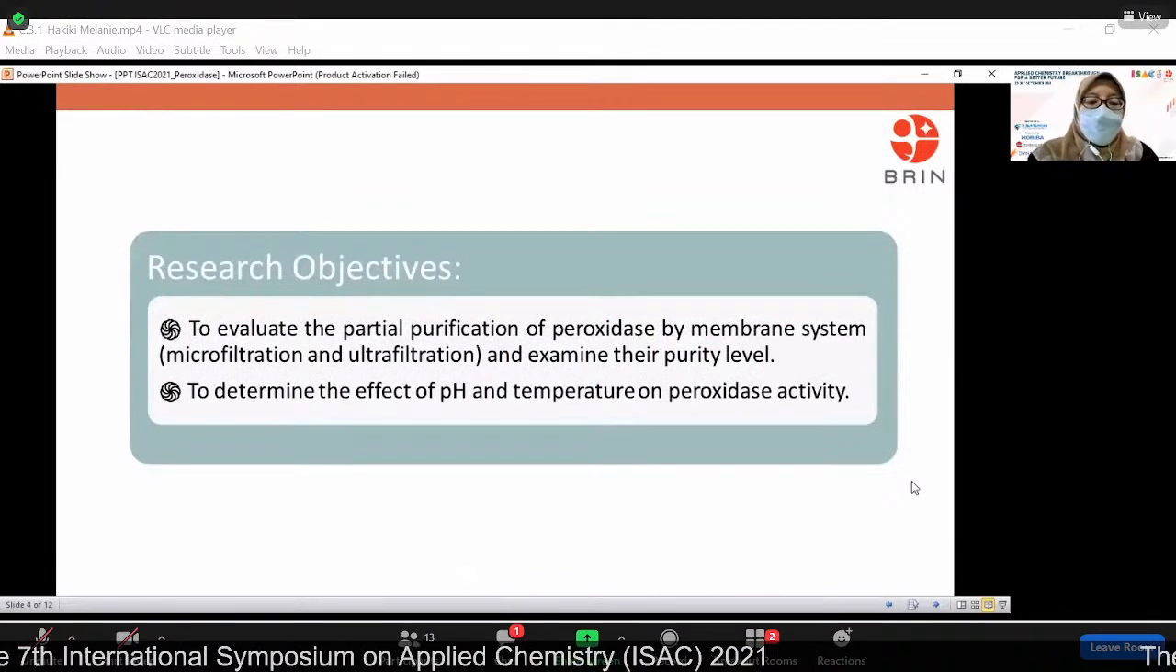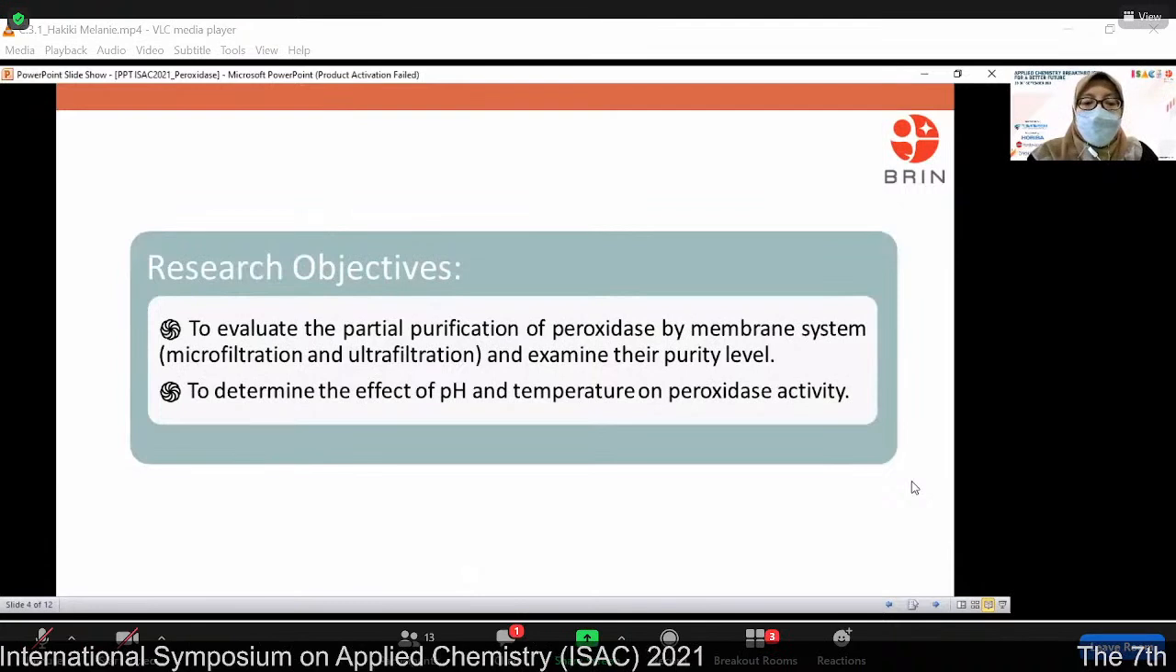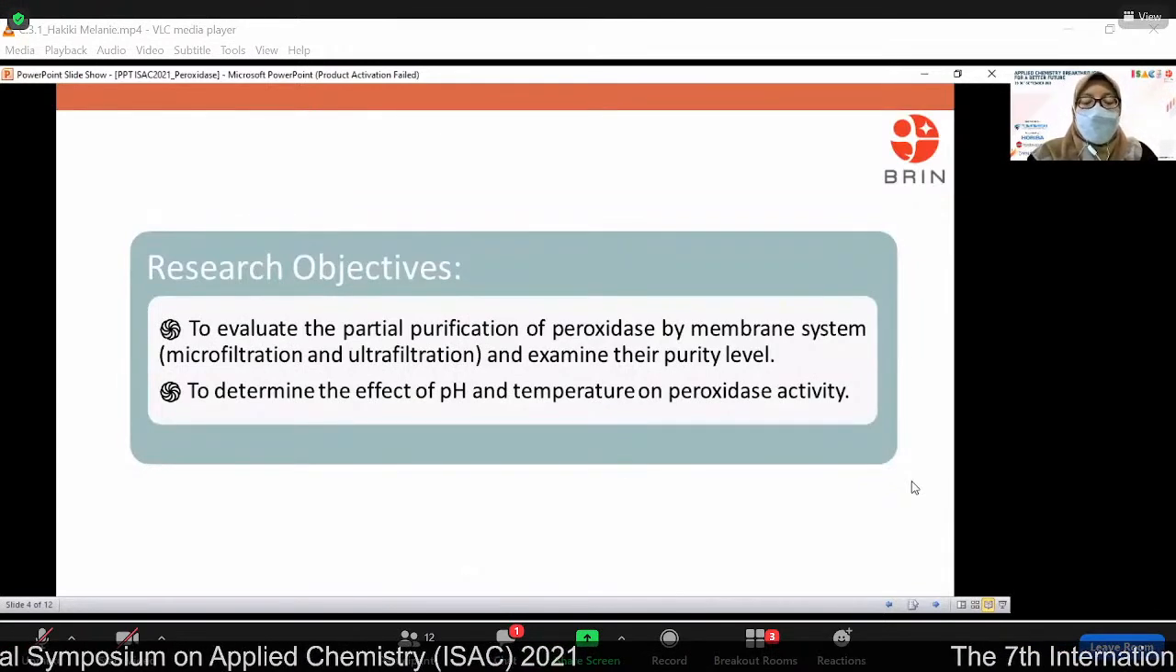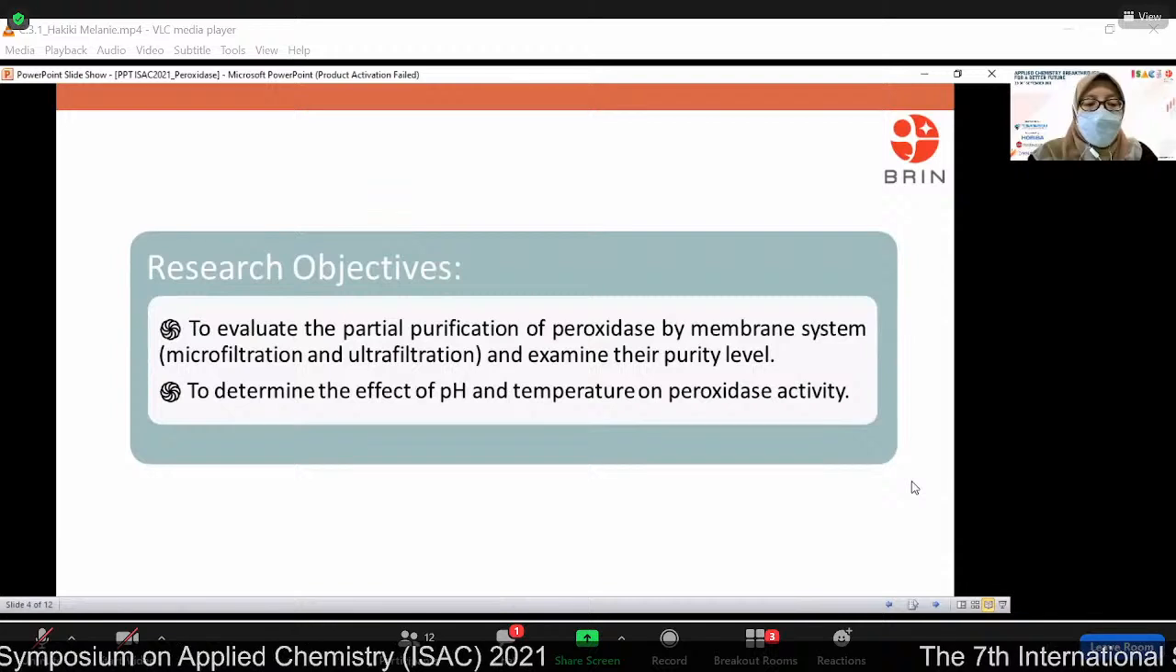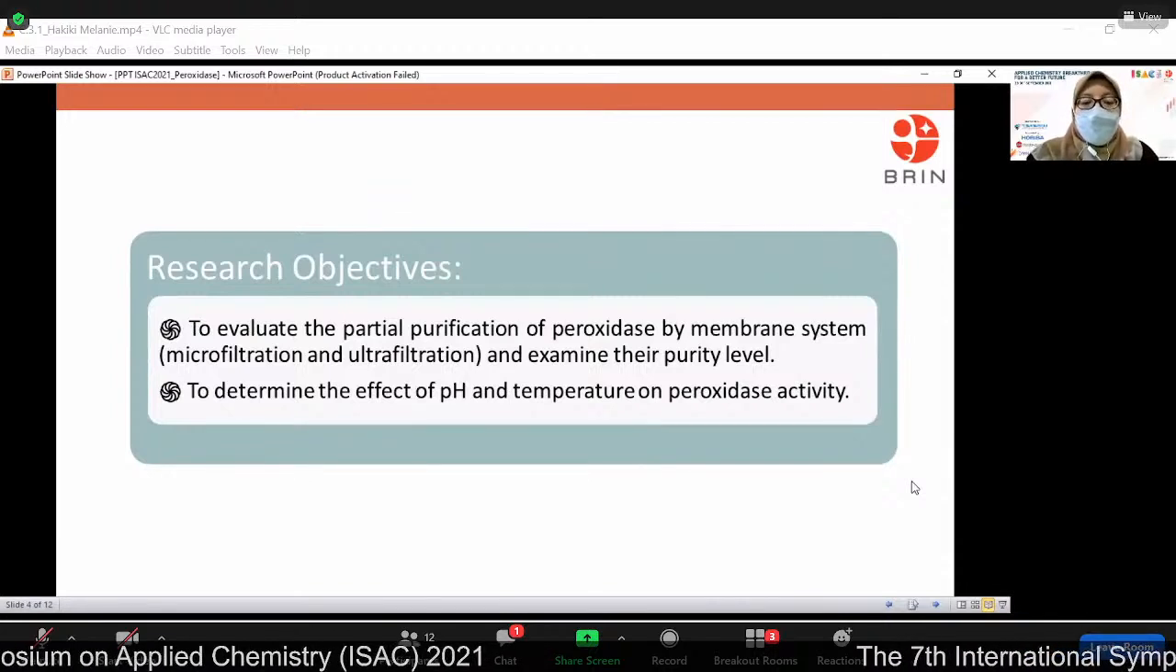In this study, microfiltration and ultrafiltration were used to isolate and partially purify peroxidase from kailan, and the effects of physicochemical conditions, pH and temperature, on peroxidase were examined. The purity and the enzyme activity of peroxidase were also determined.